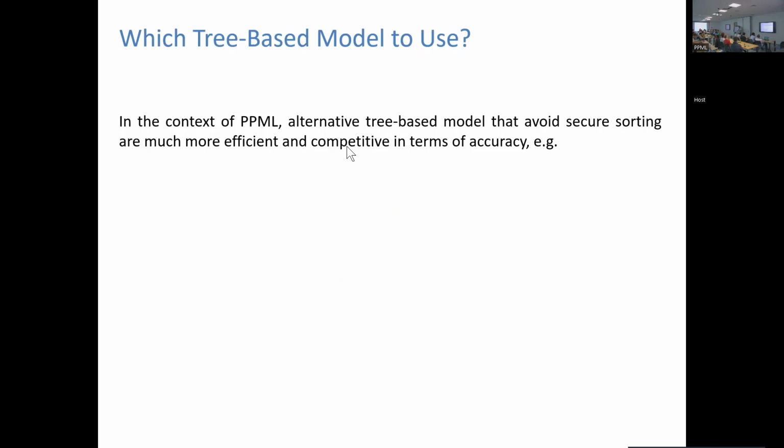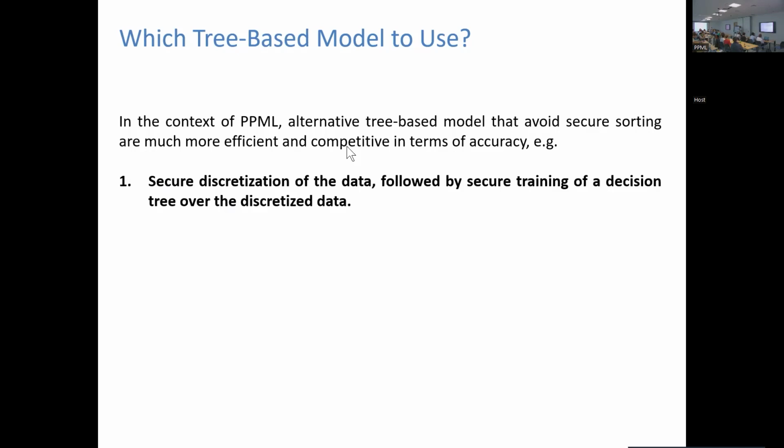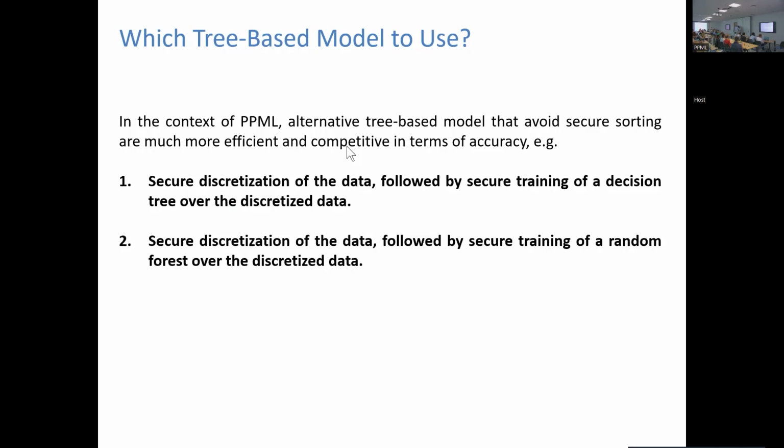And what are the alternatives that we have to avoid the secure sorting and do something that's competitive in terms of accuracy? Some things that we showed can be done. One possibility is that you can do secure discretization of the data to begin with, and then on this discrete data, you run the decision tree training for discrete data that you already have. That's one option that can work.